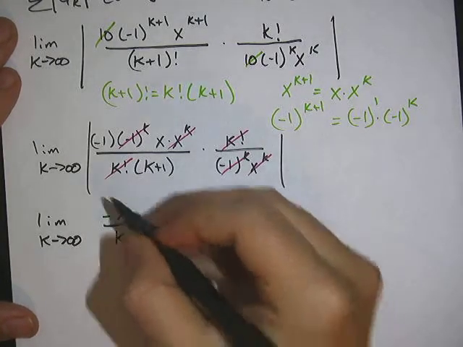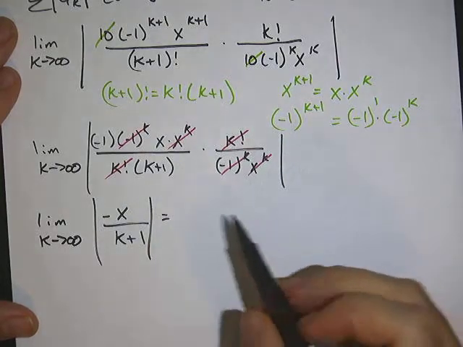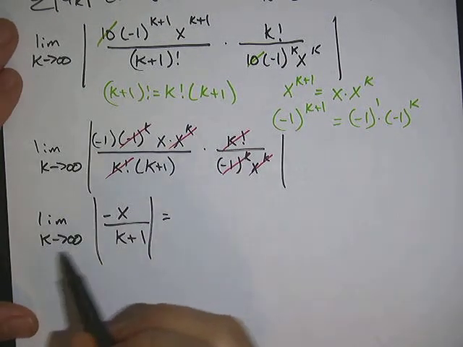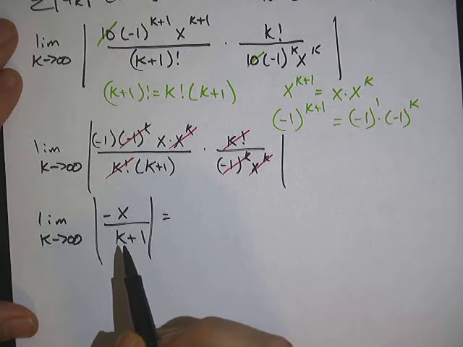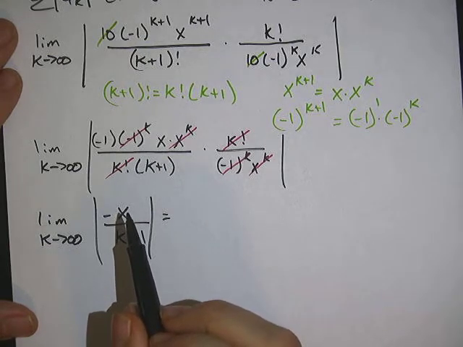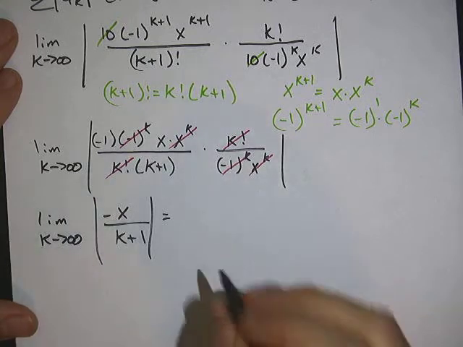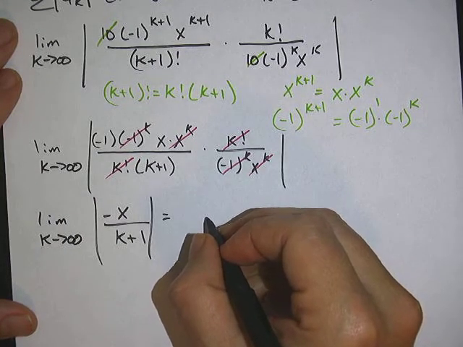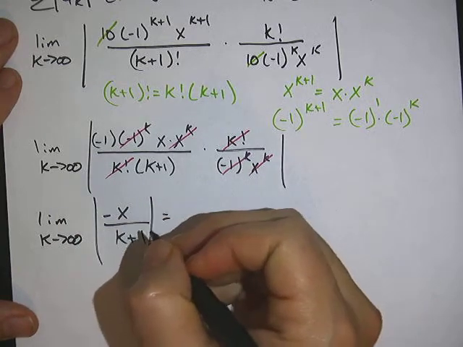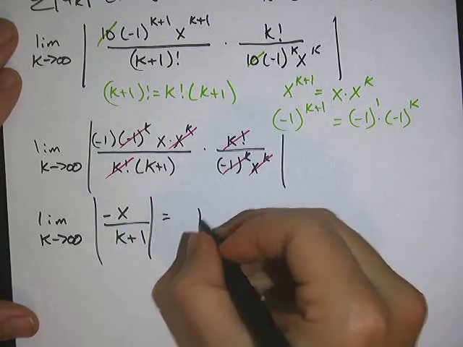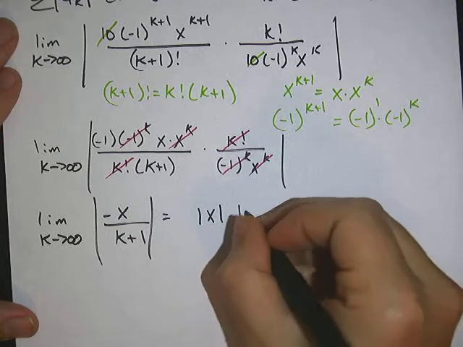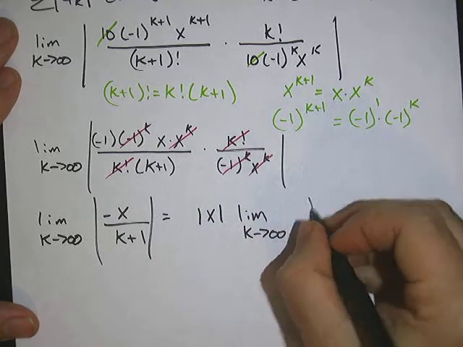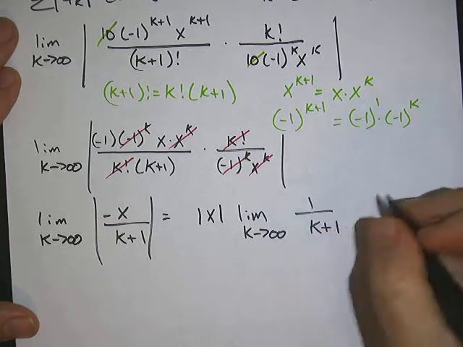Now keep in mind that the negative x is considered a constant, because that's not what we're taking the limit towards infinity. It's k that is our variable here. So this is just going to be treated as a constant, so we can pull it out front. So that would be negative x in an absolute value, and negative x in an absolute value is the same thing as positive x in an absolute value. So I'll just put the absolute value of x times the limit as k approaches infinity of 1 over k plus 1.